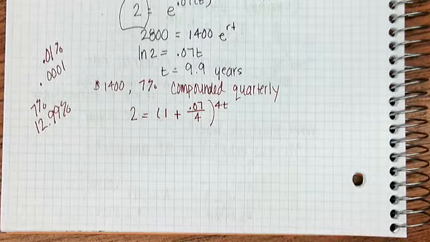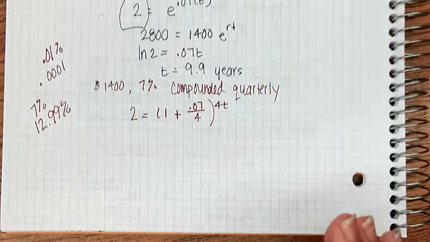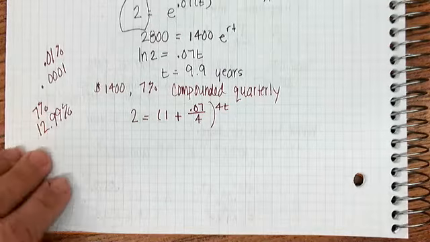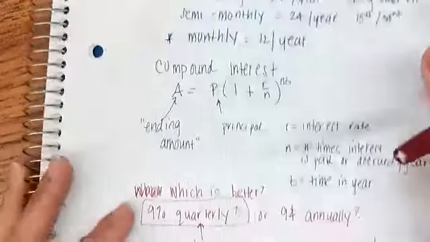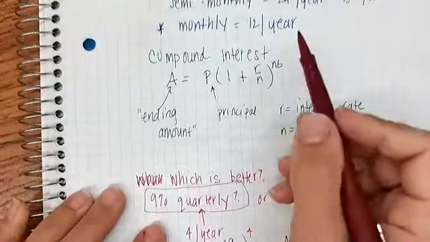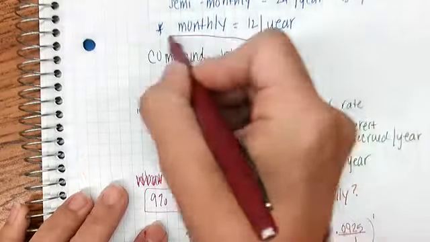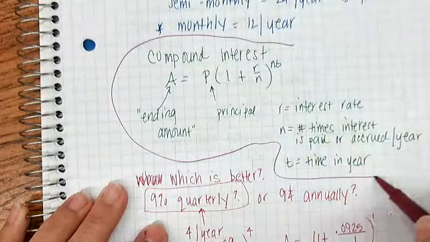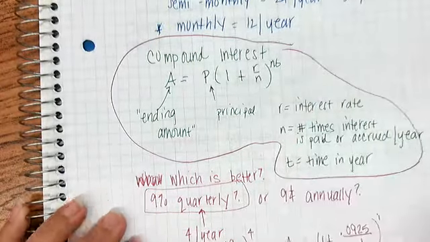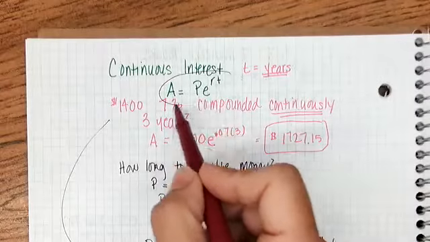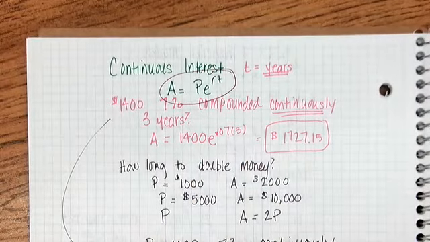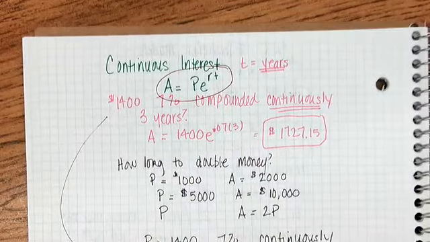You never have to memorize extra formulas. Those of you who know me know that I am so anti-memorizing, but I will tell you that this formula right here, you really need to memorize. And then of course, you need to know Pe to the rt. It's often called PERT.